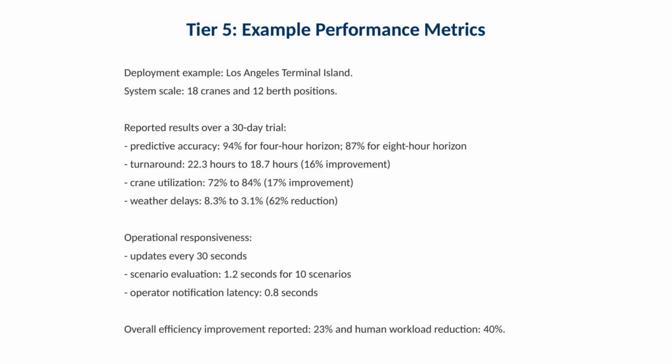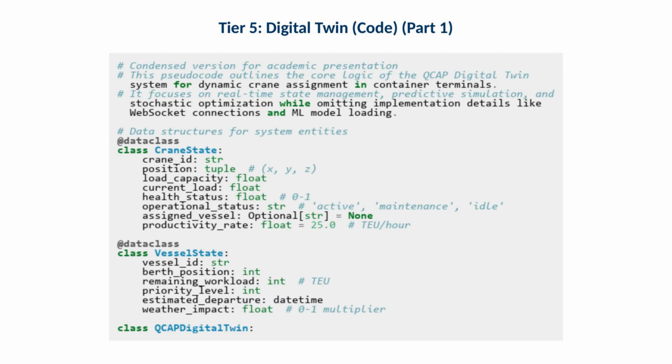Operational responsiveness includes updates every 30 seconds, scenario evaluation of 1.2 seconds for 10 scenarios, and operator notification latency of 0.8 seconds. It also reports a 23% overall efficiency improvement and a 40% human workload reduction. This code part defines the simulation environment and the event loop that drives time progression. The correctness of the digital twin depends on event ordering and state updates. If the simulation clock and state transitions are wrong, predictions and recommendations will be misleading.